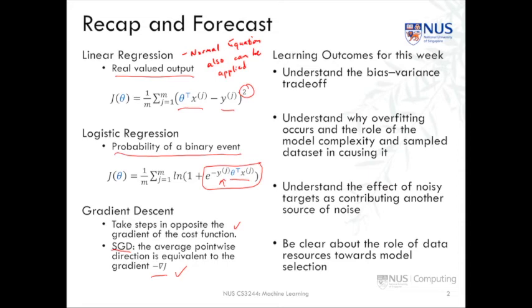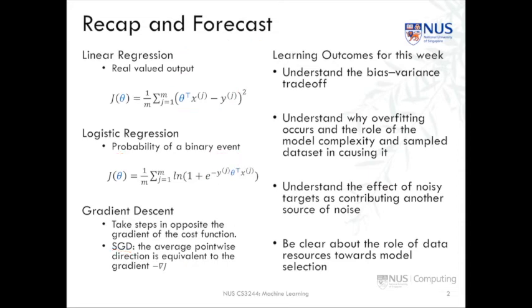Now it's time to check out what we're going to learn this week. As we've introduced, we'll be looking at the bias variance trade-off. We're going to understand why overfitting occurs as a result of the bias variance trade-off and the role of model complexity and the sample dataset that causes it.